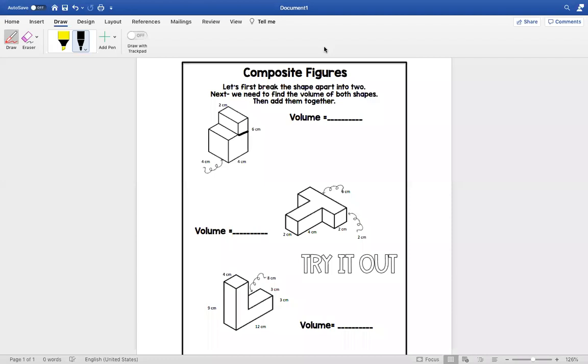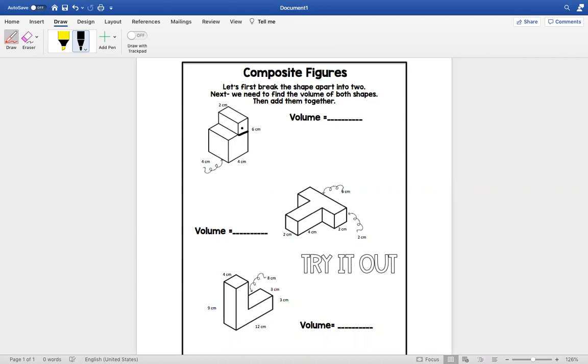So in order to find the volume of this whole shape, we have to find the volume of each of the two shapes that we broke this big shape into. That may sound a little confusing, but it's not as hard as you may think. It just means we need to find the volume of this cube and this rectangular prism, add them together to have our volume of the whole shape.